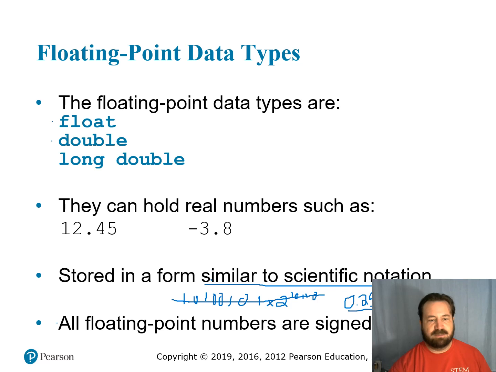Note that all floating numbers are signed. There's always a negative or a positive as the first digit, and so you don't get that thing with integers where you can get twice the range if you keep everything positive.